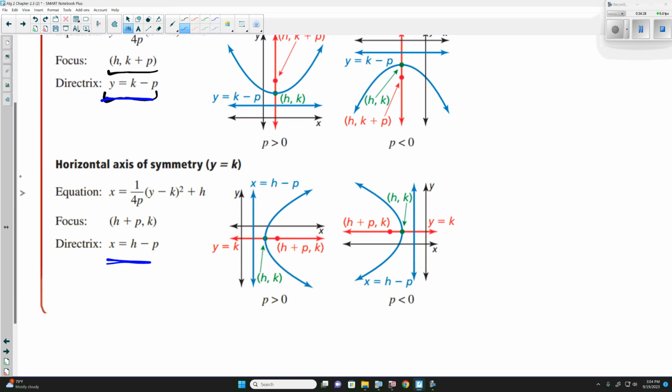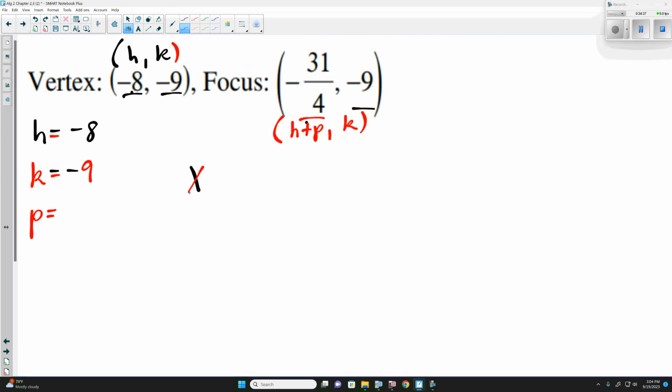And if we look at these two here, the x value of the focus changes when we have our x equals equation. So for this here, our equation is x equals 1 over 4p times y minus k squared plus h. But it's also telling us that h plus p is equal to -31 over 4. Questions on how we set this up? Questions on how we've done any of this so far? Now, one of the things I will say, this is similar to when we're given the directrix, but instead of being given a point, we're just given a number.